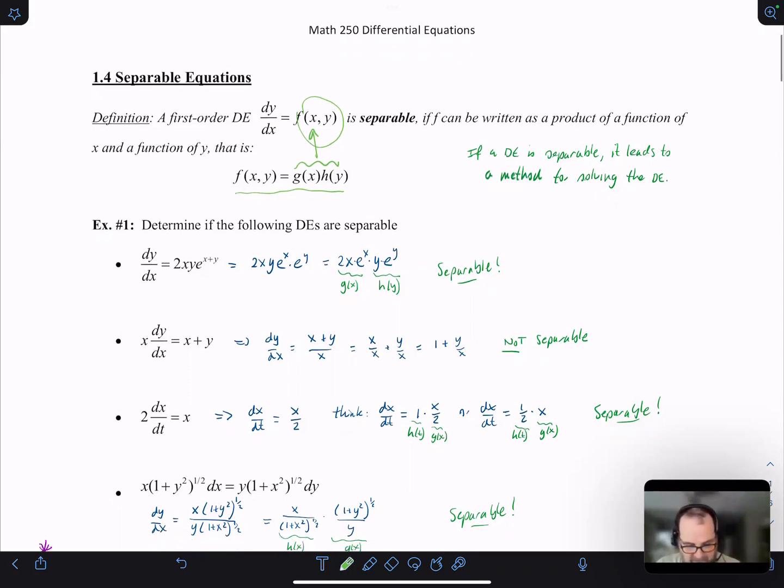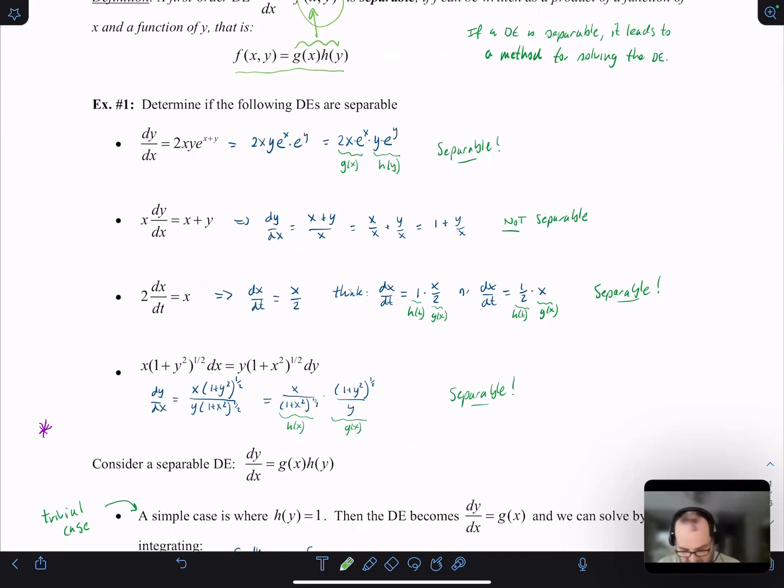So a little bit about separable, some examples. There are 4 examples here. Determine whether the following DEs are separable or not. Here's the first one. Again, we're really looking at this function, the f of x,y function. Can it be written as g of x times h of y? So a function of x times a function of y.